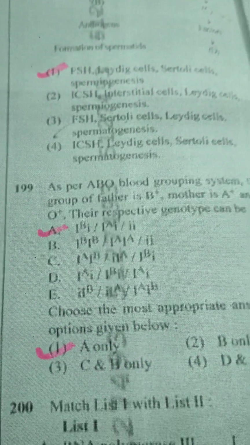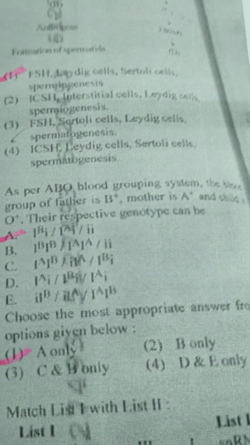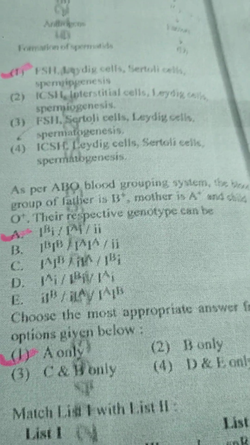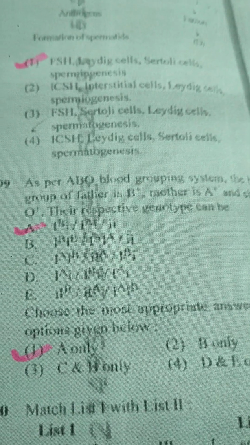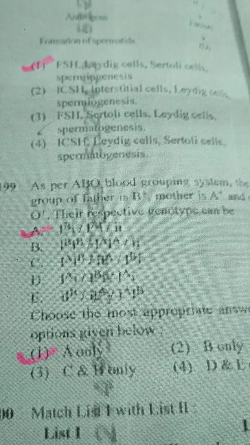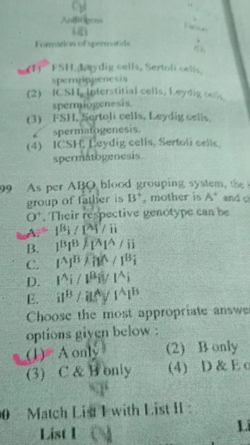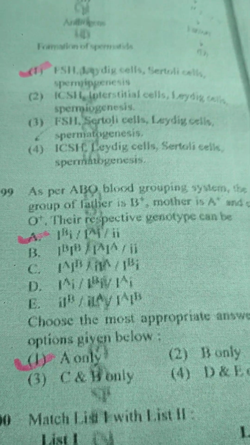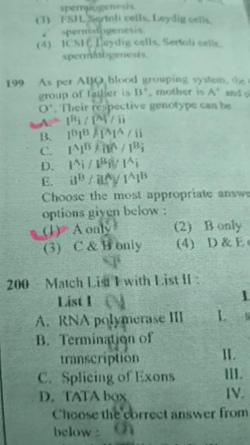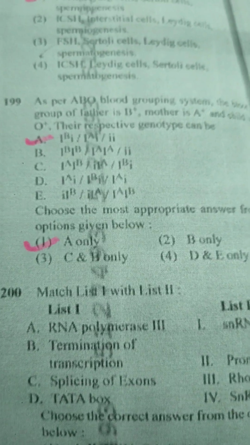Question number 199. As per the blood grouping systems, the blood group of the father is B+, mother is A+, and child is O+. Their respective genotypes are: correct option is A, I^B i, I^A I^A, and i i. So the correct answer is 1, A only.